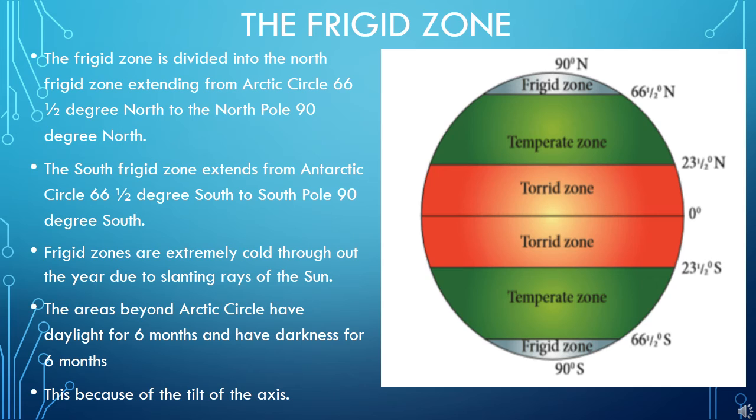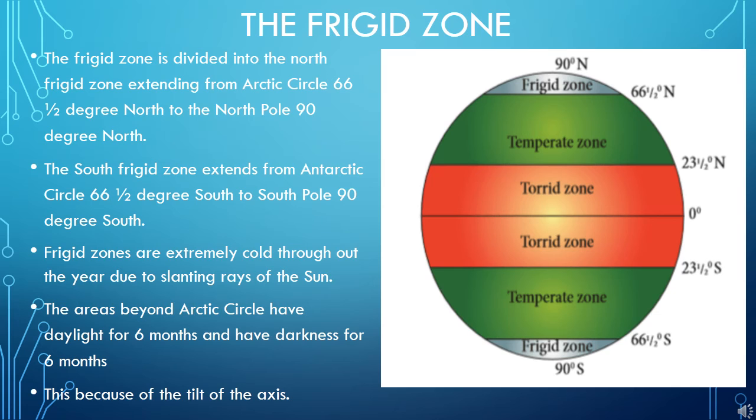Children, very slowly look at the picture which is seen on your screen and then try to understand what I am explaining. Okay, so from 66.5 degrees north to 90 degrees north, that is the North Pole, the extreme end of the Northern Hemisphere, that is the northern frigid zone that extends from the Arctic Circle to the North Pole.